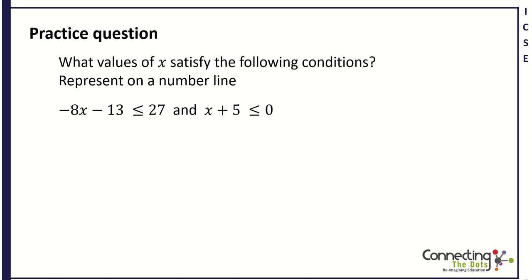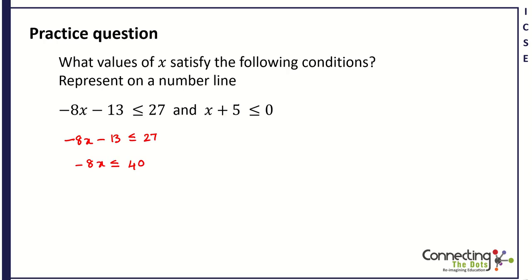So here there are two inequations. There is one inequation here and one inequation here, and we have to find the values of x that satisfy both inequations. So let's see how that's possible. Let's take the first one. So we have minus 8x minus 13 is less than or equal to 27. So minus 8x is less than or equal to 40.